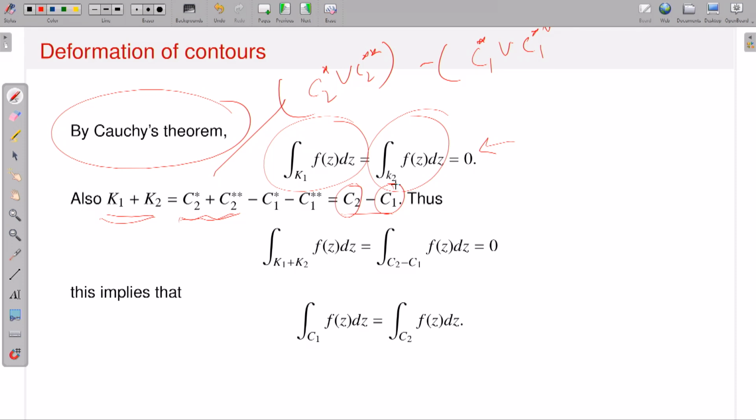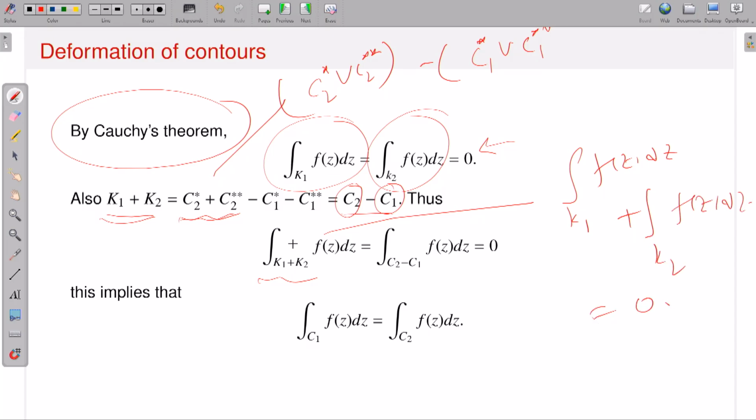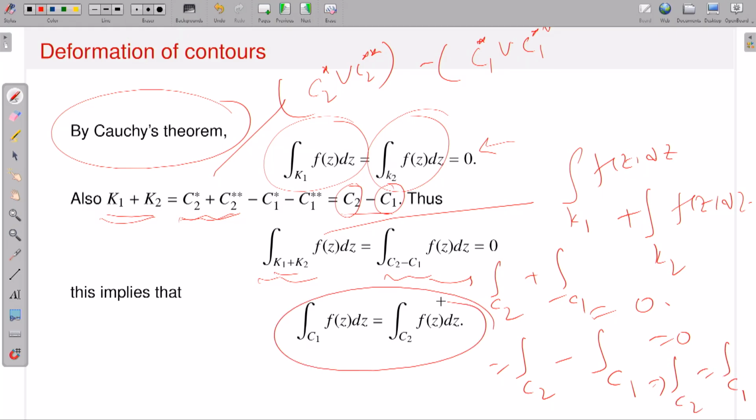Now the integration over K1 and the integration over K2 are each 0. Again, by using the formula of the contour integral, if I take the sum, it is nothing but the integration over K1 of f(z) dz plus the integration over K2 of f(z) dz. Each of them is 0, so the sum is 0. And K1 plus K2, or K1 union K2, is nothing but C2 minus C1. By the properties of contour integrals, I can break this into two parts, the integration over C2 plus the integration over minus C1, which is the same as the integration over C2 minus the integration over C1, and this is 0. This implies the integration over C2 is the same as the integration over C1. And that is exactly this conclusion.